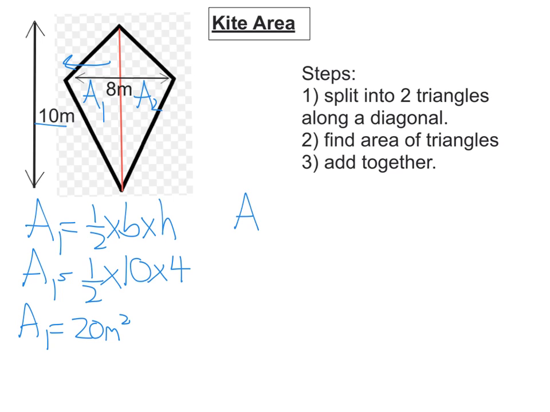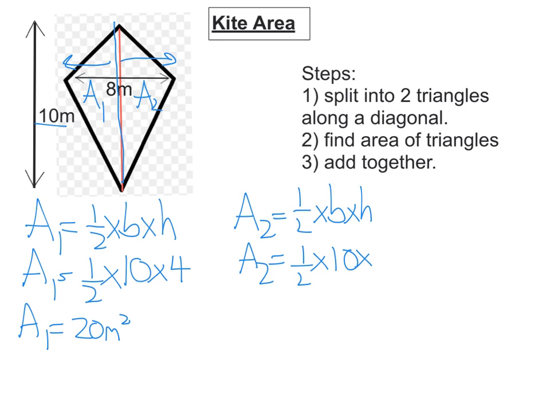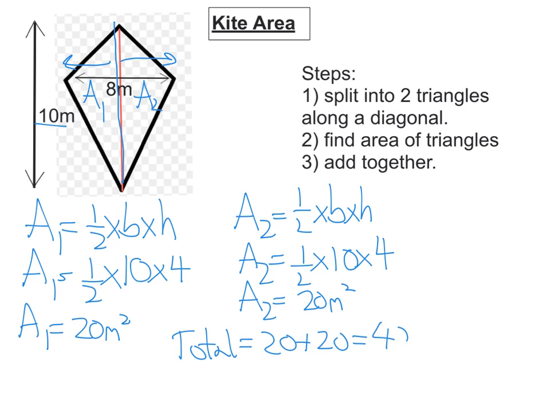Let's do the same for A2. A2 is going to be half times base times height. Put in my numbers. So a half times the base, well the base is the red line, so that's 10 meters. And the height is from here to here, well that's half of 8, so that's 4. So A2 is equal to 20 meters squared. And the total area, I just need to add up these two areas, so 20 plus 20 is 40 meters squared.